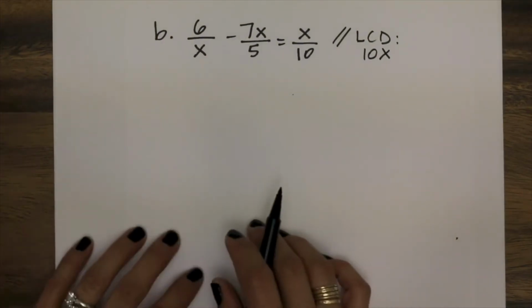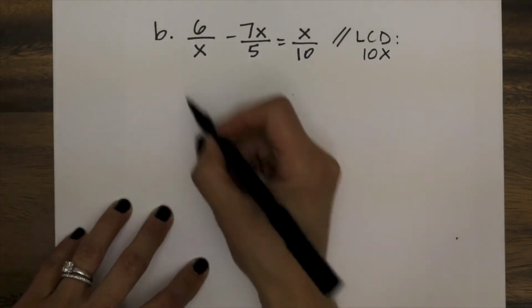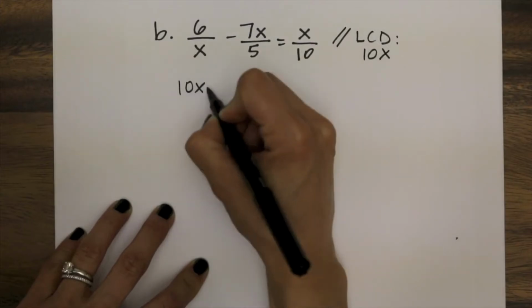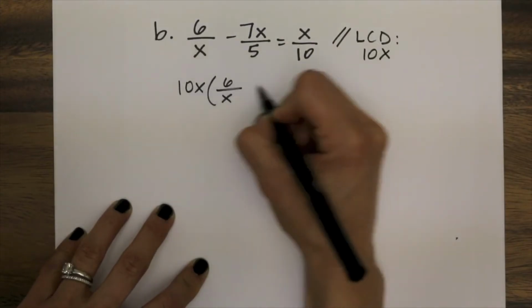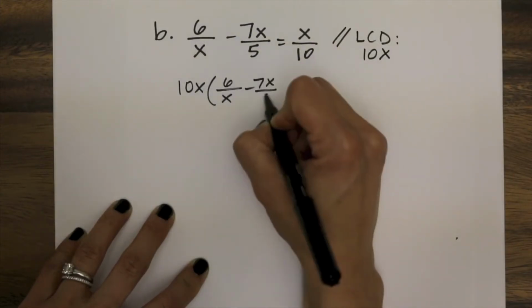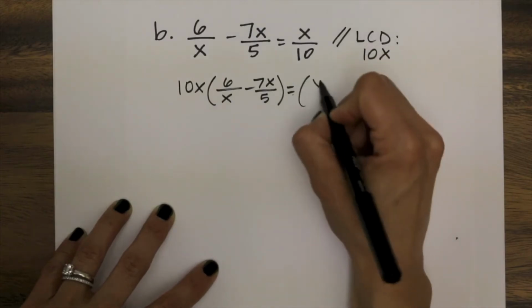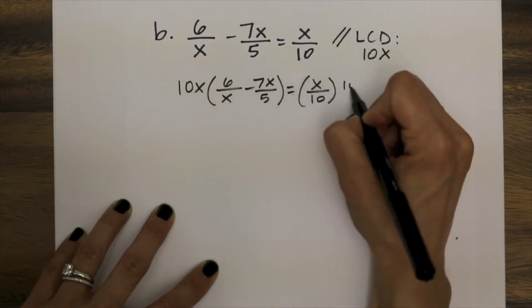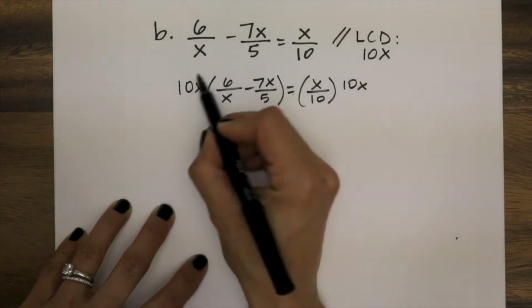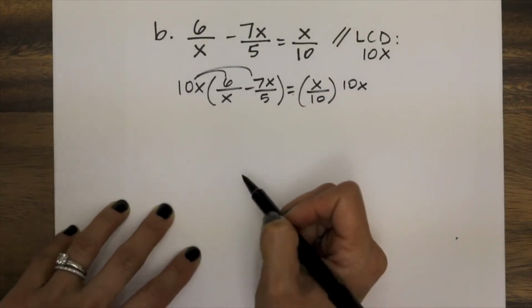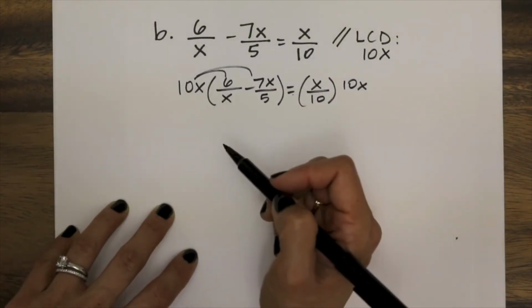Once we identify the LCD, we're going to times it to both sides of the equation. So we'll go 10x times the left side of the equation. And we'll multiply the right side of the equation also by 10x. When you do so, you're going to distribute. And this is where the fraction busting comes in.